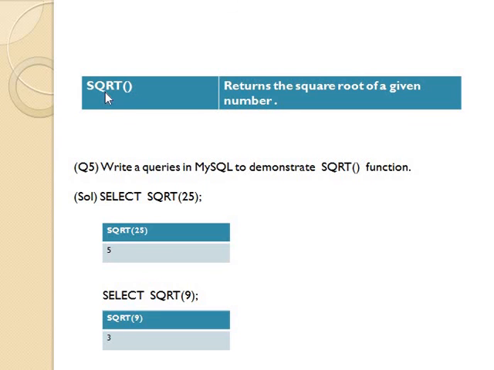The next numeric function is the sqrt. Now note that sqrt denotes square root, and this function returns the square root of a given number. Now see this question. You are asked to write queries in MySQL to demonstrate the sqrt function. Now I have written two different queries. The first query, that is select sqrt of 25, finds the square root of 25. Now that we get the 25 as a result from 5 into 5, so 5 is the square root of 25. That's why it gets displayed under the output column sqrt of 25.